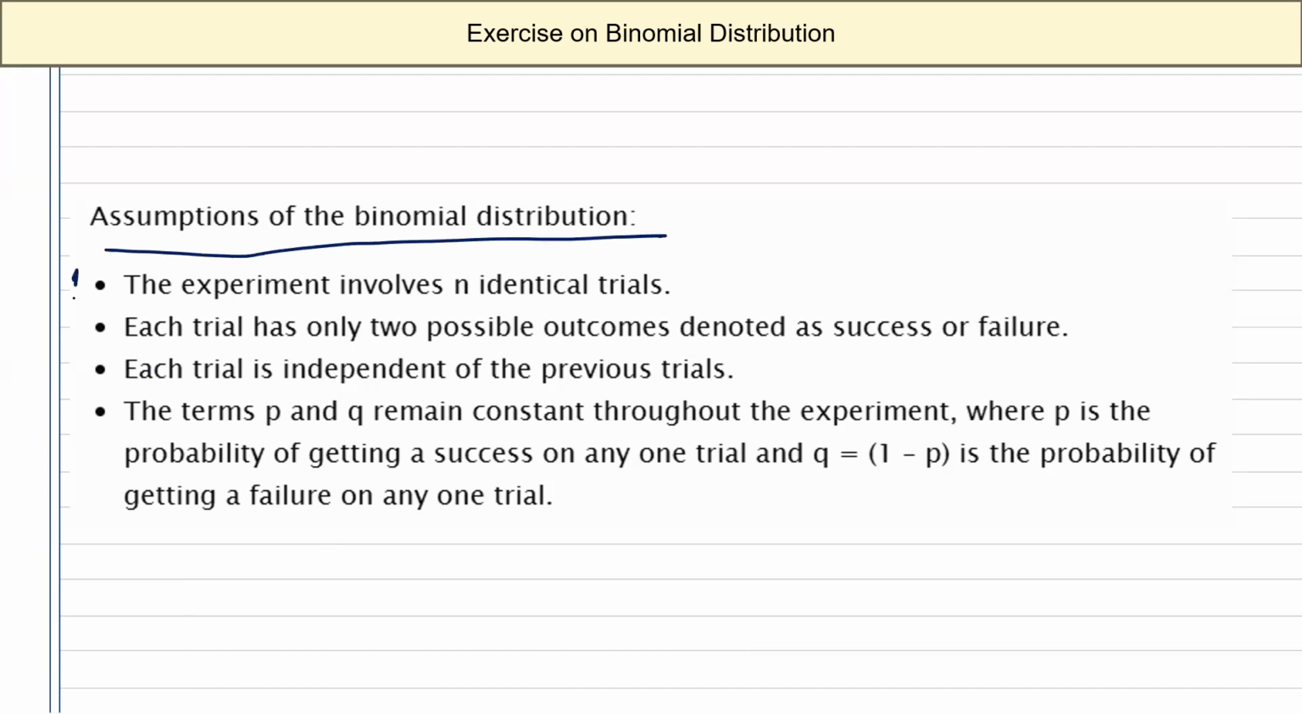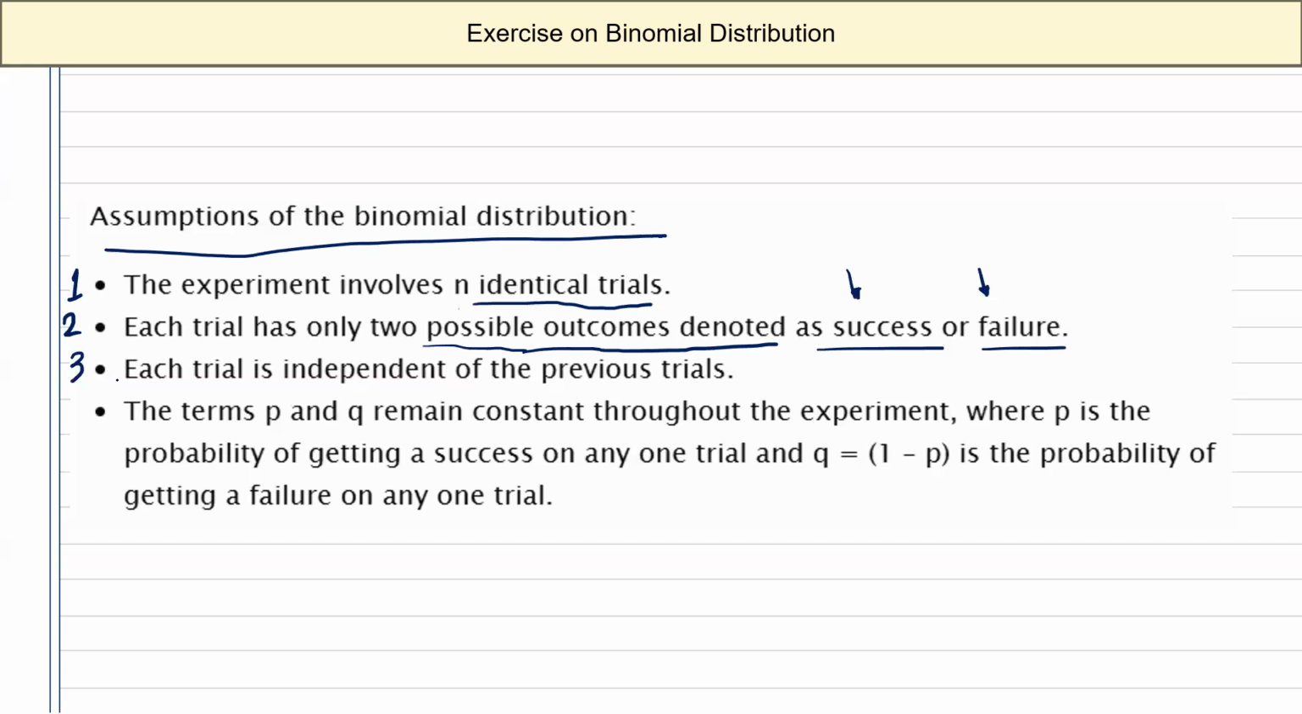Number one, the experiment involves n identical trials, and n is a whole number, okay? Like when you toss a die many times or flip a coin n times. Number two, each trial has only two outcomes denoted as success or failure. So each time you do the experiment, you have only two outcomes. We name the first one success, the other one failure.